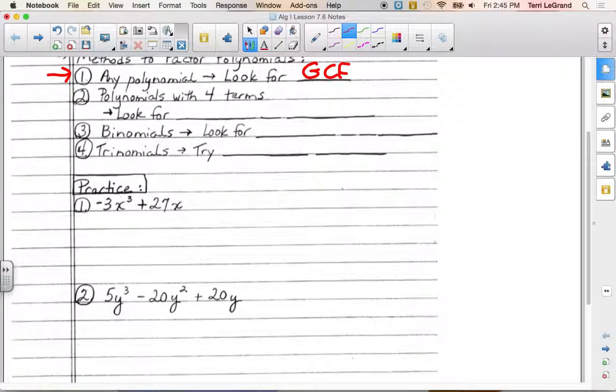Then there's one of these 3 things that you're going to be looking for next. Is it a polynomial with 4 terms? If it is, what did we learn to do with polynomials with 4 terms? How did we learn to factor those out? Factor by grouping. So we will look for factor by grouping. Can we factor it by grouping? We try it and see if we can do it. That's if it's a 4-term polynomial.